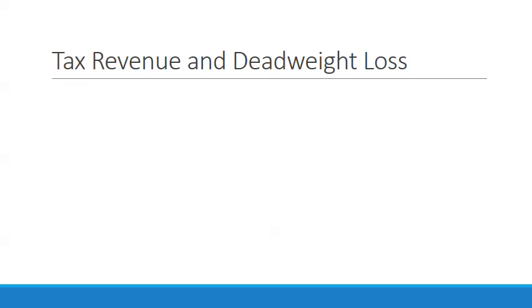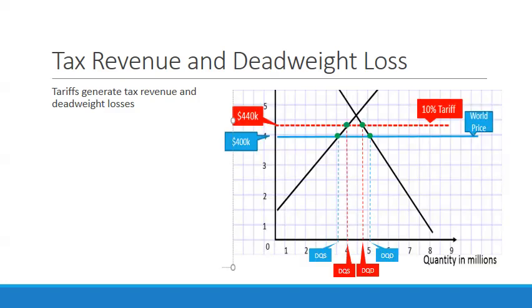So now let's look at the tax revenue and the deadweight loss. Tariffs generate tax revenue and deadweight losses. When we look at our graph here, we'll pull this back up and we can add a few more things to it. So tax revenue is equal to the amount of the tax times the quantity of imports. Well, the amount of the tax is that 10% tariff, which equals out, of course, to 40,000. Now, it represents that box there shaded in green because that's the amount of imports. So we take the amount of imports times that 40,000.